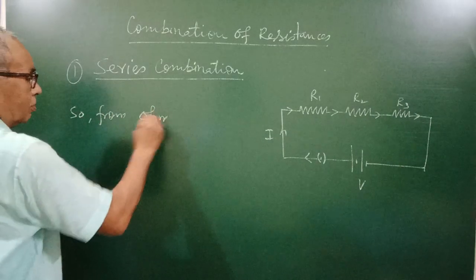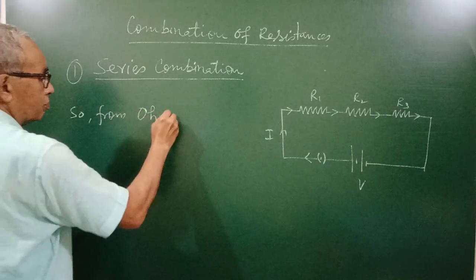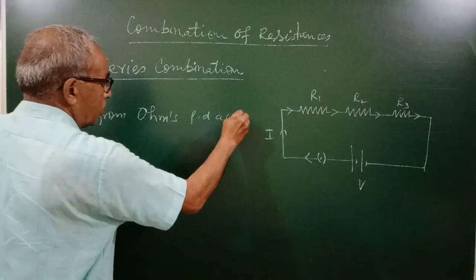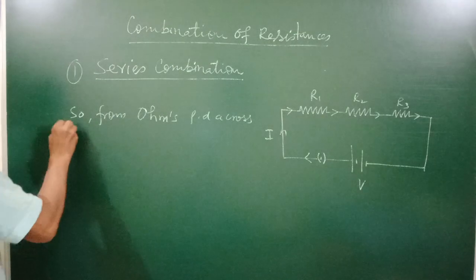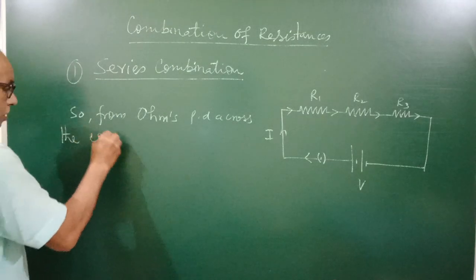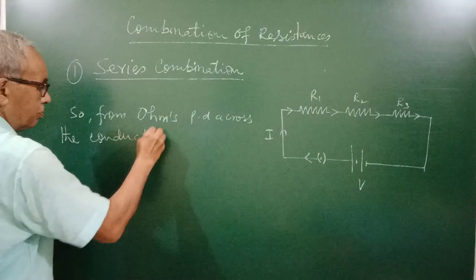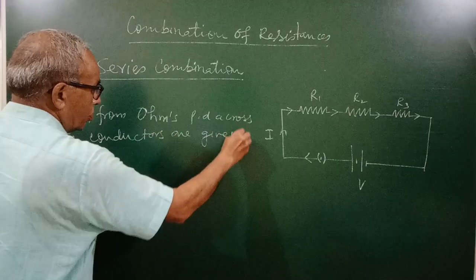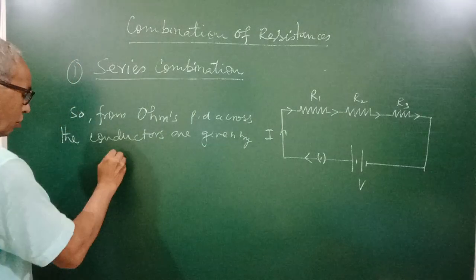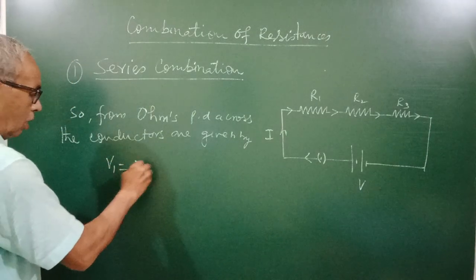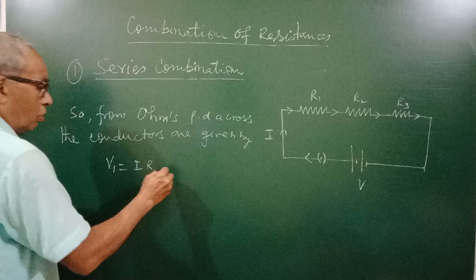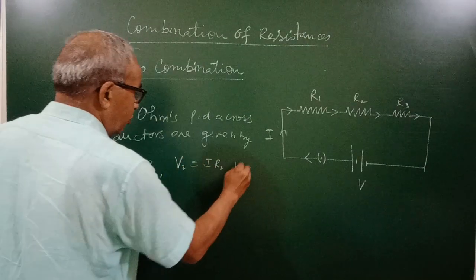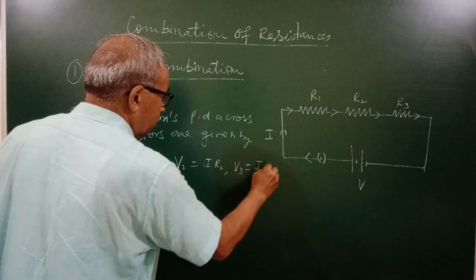So from Ohm's law, the potential differences across the conductors are given by V1 equal to IR1, V2 equal to IR2, and V3 equal to IR3.